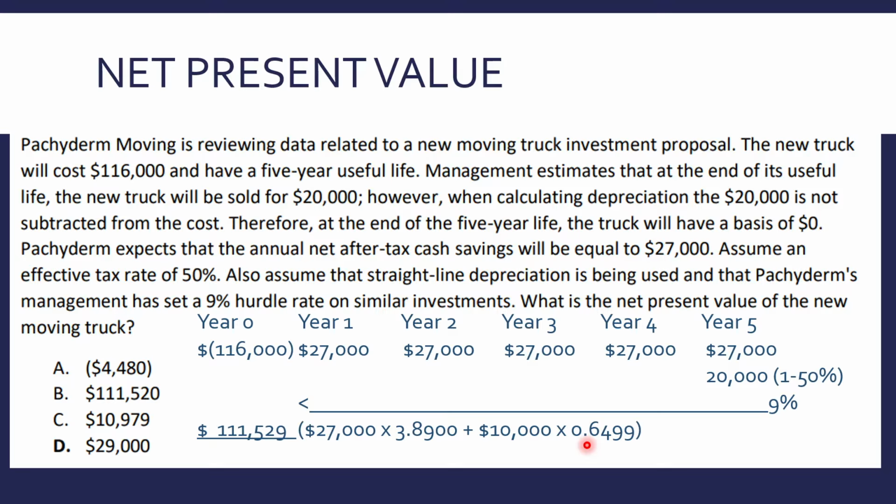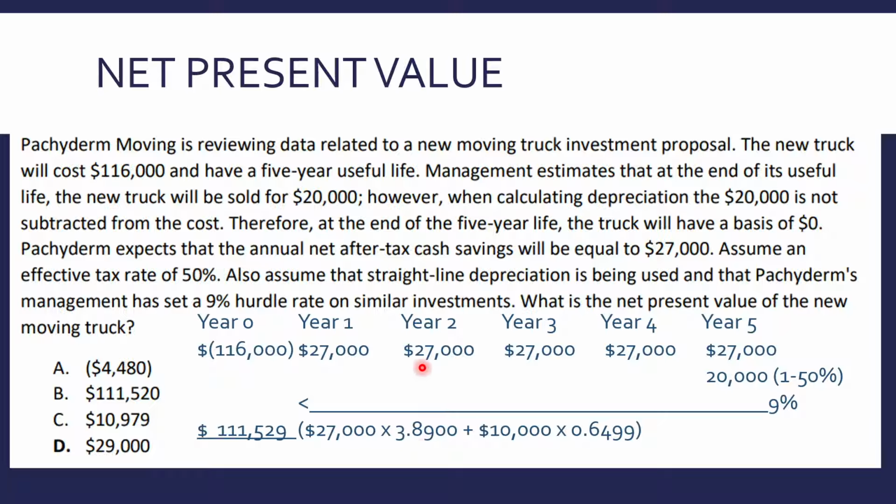You can do it on your manual calculator. That's 1.09 divide, press the equal sign 5 times. 0.6499. That's the present value factor for the $10,000, the $20,000 less 50%. This 0.6499 PV factor, you can convert to an annuity factor by deducting it from 1: 1 minus 0.6499, then divide by 0.09, the discount rate. You will have 3.89. This is the present value factor for an annuity for 5 years.